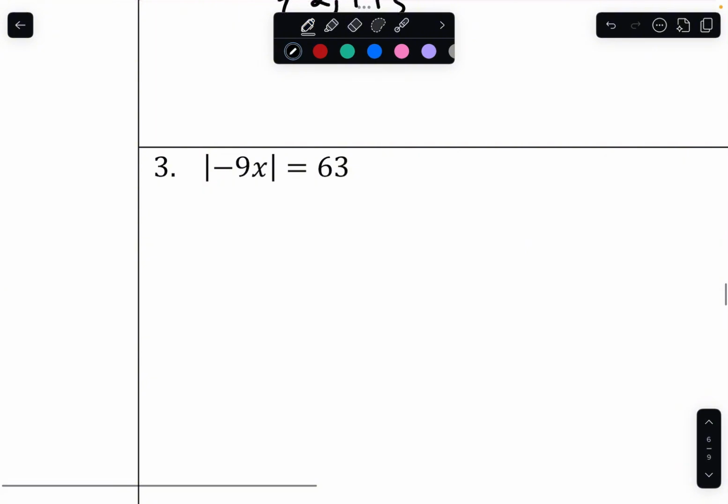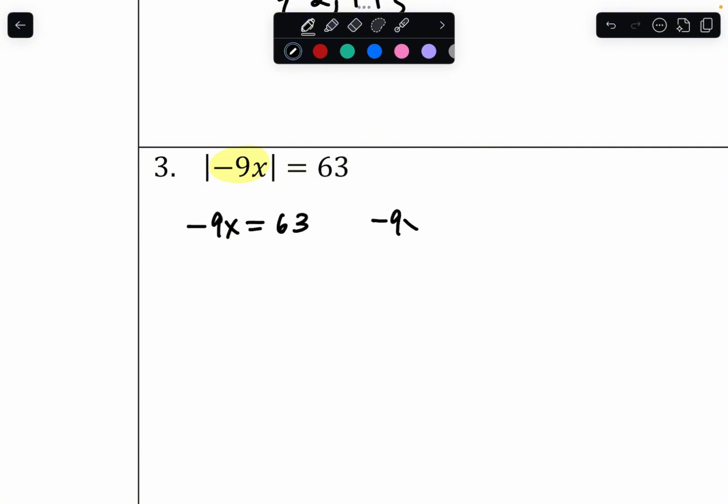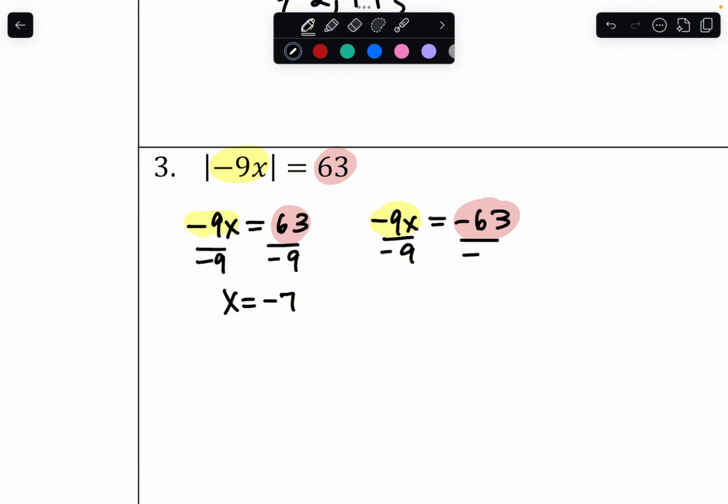Okay. Number 3, there's nothing outside these bars, and so we are ready to set up our cases. And so we set the argument negative 9x equal to the positive. And we set the argument, negative 9x, equal to the negative. The argument is negative 9x, no more bars. And then 63 is the other side of the equation. We have the positive and negative. And so now we just need to divide both sides by negative 9, and we get negative 7 and positive 7.